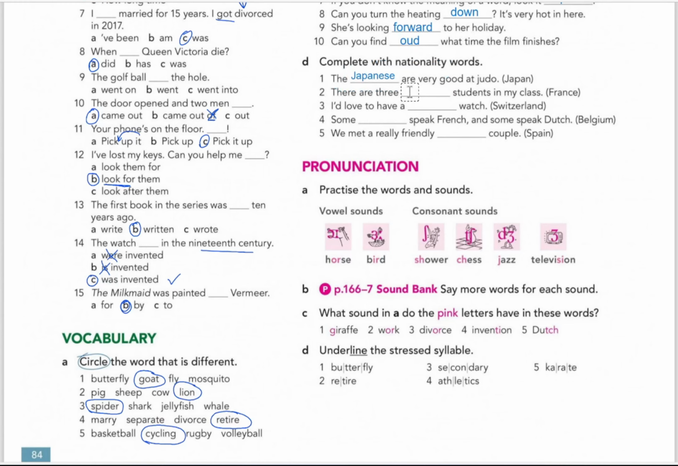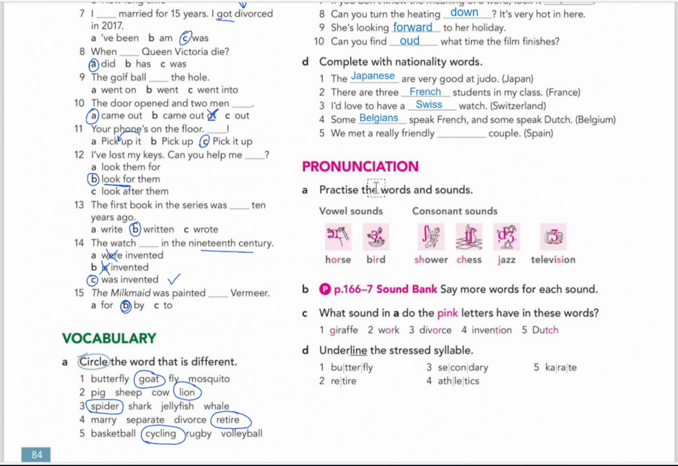France nationality word is French. So there are three French students. Make sure nationality words should be written in capital letters, guys. Like J or F is in capital. It's important. Switzerland. I'd love to have a Swiss watch. Swiss nationality word is Swiss. Swiss watch. And number 4, some speak French and some speak Dutch. Belgium, the nationality, Belgian. So some Belgians. When I refer to people, some Belgians speak French and some speak Dutch.